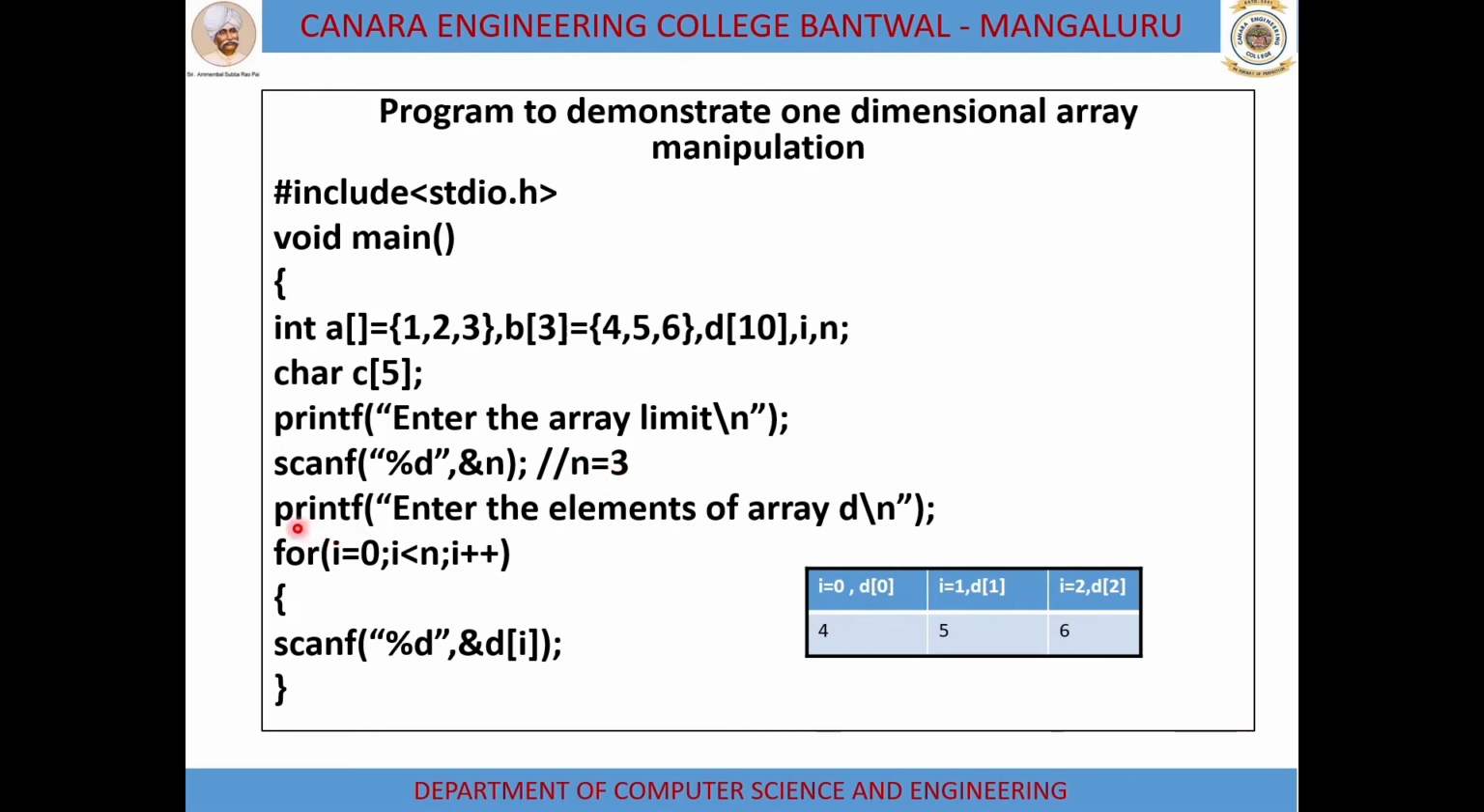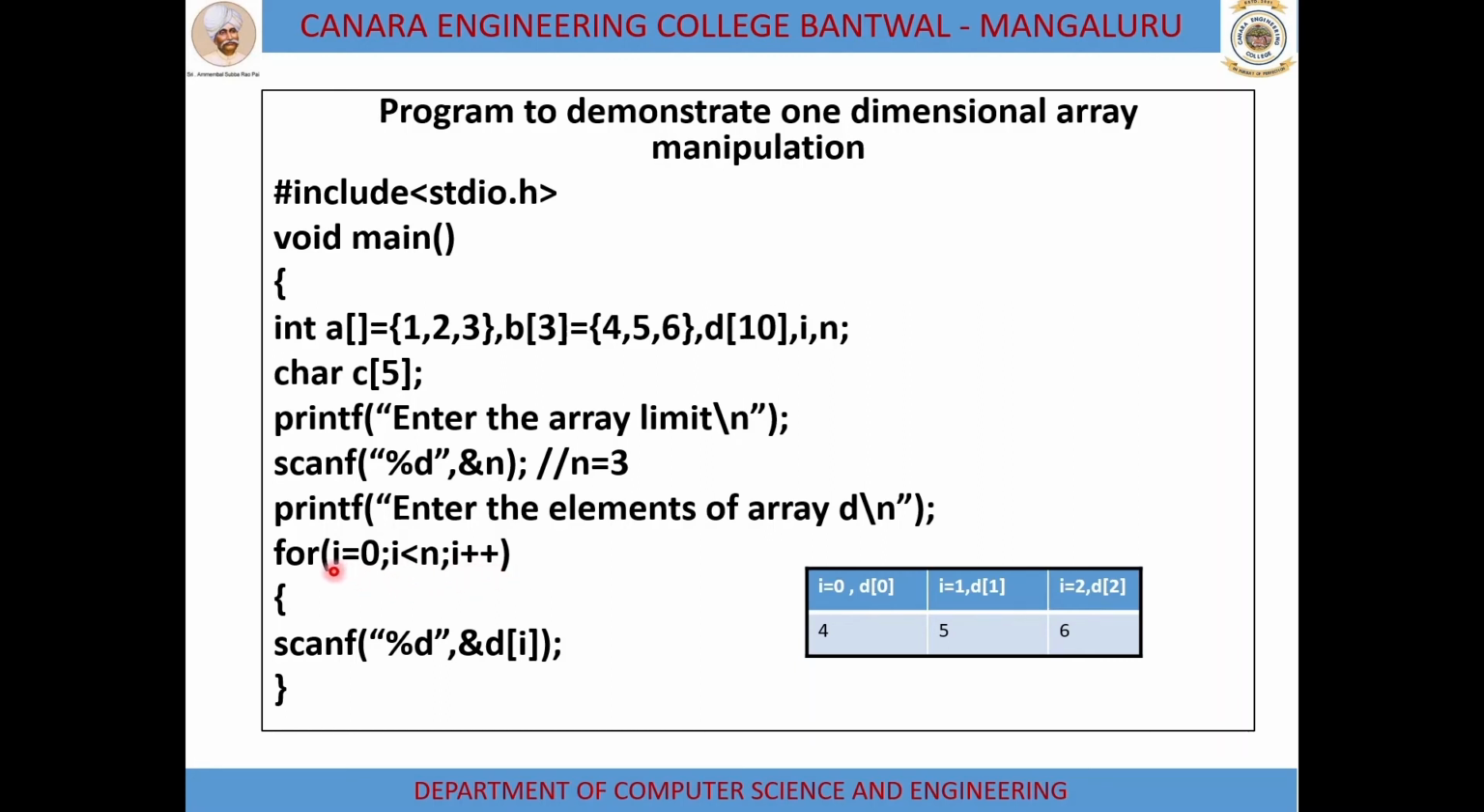Now, enter the elements of array D, because A and B are already initialized, so only array D can accept values now. Whether accepting one element or n elements, the task is the same, so I made use of a for loop here. Otherwise, I would have to write the scanf statement that many times. Instead, I can execute it in the for loop.